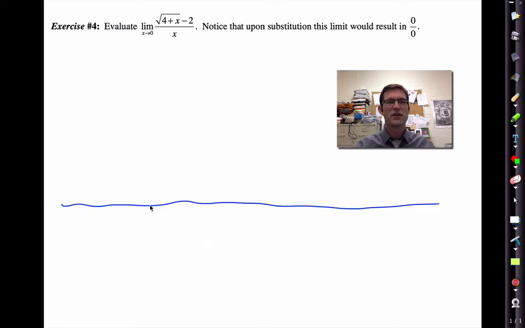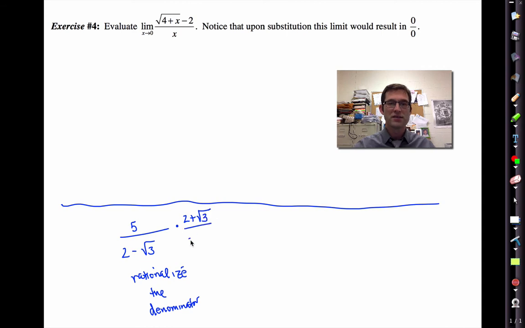Discussion down here. Last year you had to deal with some really obnoxious problems, like something like this: 5 divided by 2 minus the square root of 3. And they would say, rationalize this. Or rationalize the denominator. And the way that you would do that is you would multiply both numerator and denominator by the conjugate of that binomial. And the reason you do this is that anytime you multiply a plus b times a minus b, you get a squared minus b squared.